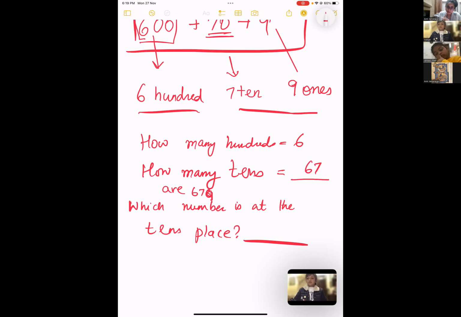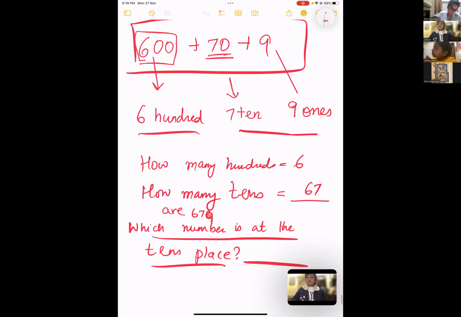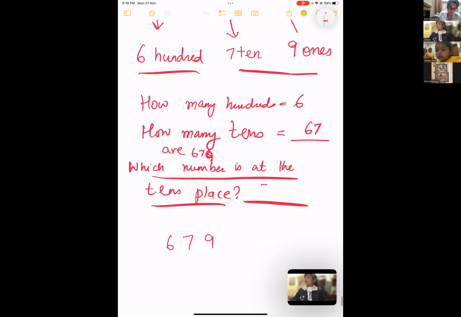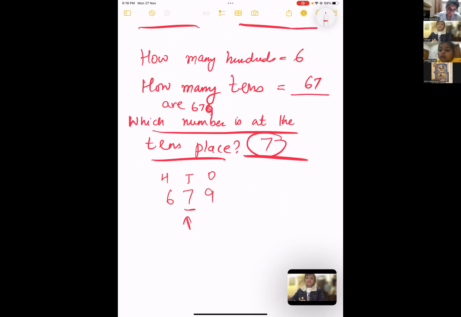We have discussed this. Evangeli, you will not understand this right now, so just ignore that. But if I ask you, which number is at the tens place? 7. So now 7 is the answer, not 70. 7 is at the tens place. This is ones, this is tens, and this is hundreds. I see number 7 at the tens place. But how many tens are there? Then you are going to say 67. We will discuss this later. This is a very futuristic topic for you right now. It's grade 3, grade 2 level.